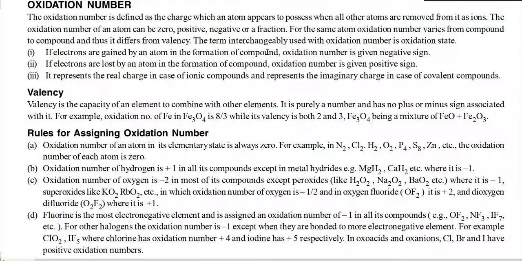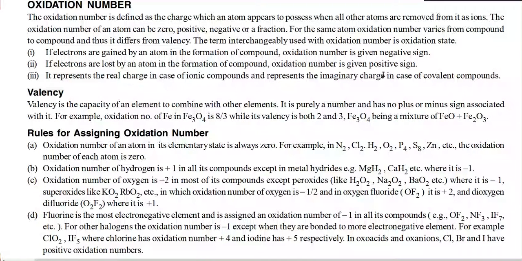The term used interchangeably with oxidation number is oxidation state. Better we write oxidation state, but we also call it oxidation number, so it doesn't matter that much. Next, if electrons are gained by an atom in the formation of a compound, the oxidation number is always given a negative sign. But if electrons are lost by an atom in the formation of a compound, then the oxidation number is given a positive sign.